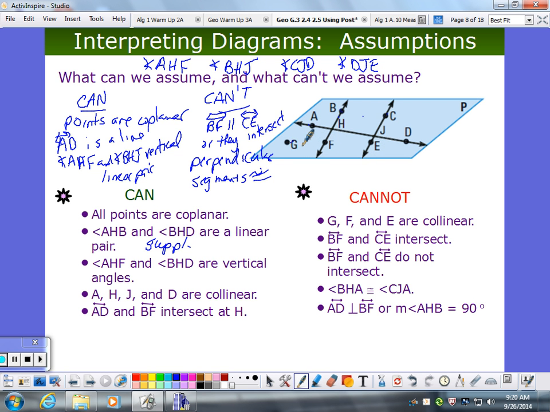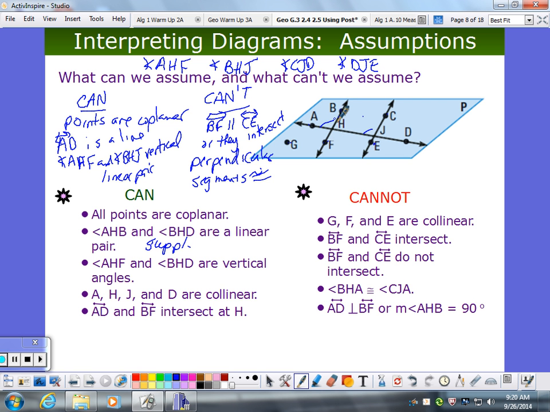But what you can't assume are points that are not on a line. G, F, and H may look like they're collinear, but I don't know that they are. I can't assume these three are collinear, because the line could go through two of them and not quite fit the other. BF and CE, you cannot assume they intersect. They look like they might, but you also can't assume they don't intersect. BHA and CJA, you cannot assume they're congruent, even though they kind of look it. Can't assume that.